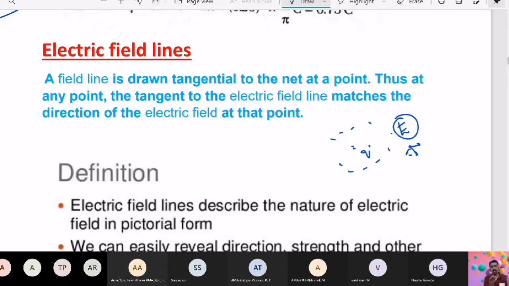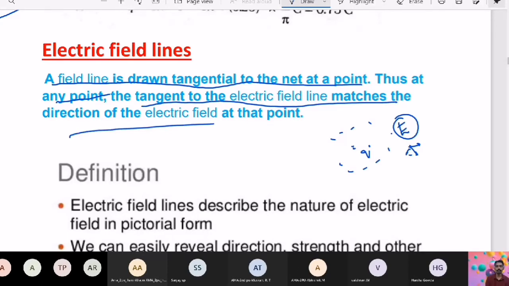So there is a space completely filled with electric field. Then that region we represent with lines, field lines, imaginary lines. They do not exist actually. They are just imaginary lines. We imagine such that, see here, a field line is drawn tangential to the net at a point. Thus, at any point, the tangent to the electric field line matches the direction of the electric field.